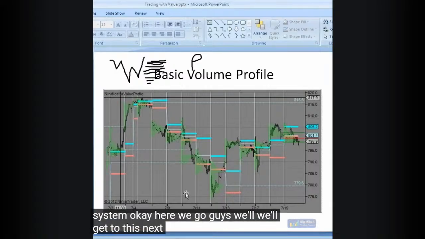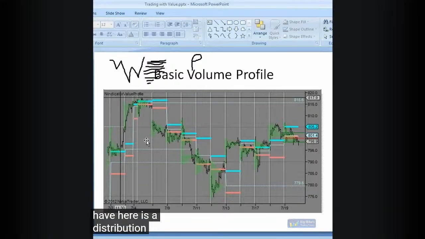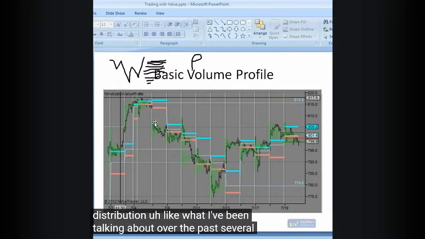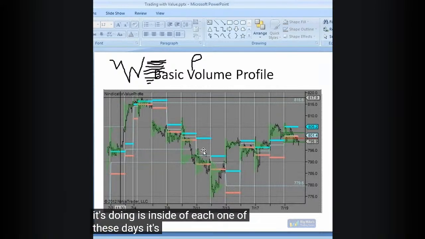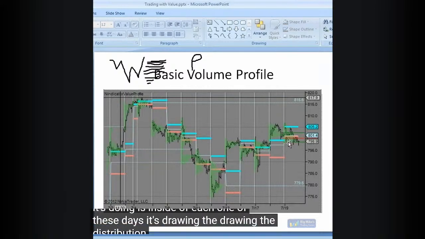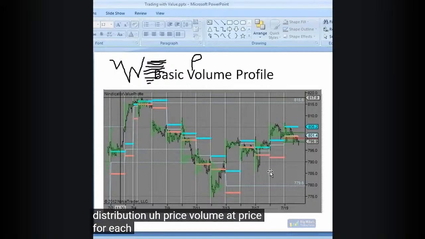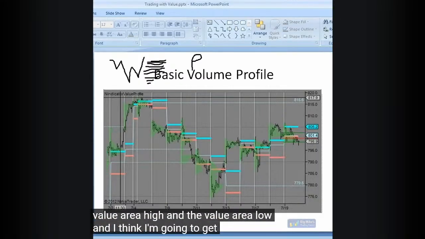We'll get to this next slide. So what we have here is a distribution like what I've been talking about over the past several minutes, over each day. Inside of each one of these days, it's drawing the distribution of price, volume at price for each one of these. And then these upper and lower bands that we have on here are what are called the value area high and the value area low. I think I'm going to get to that in a minute.